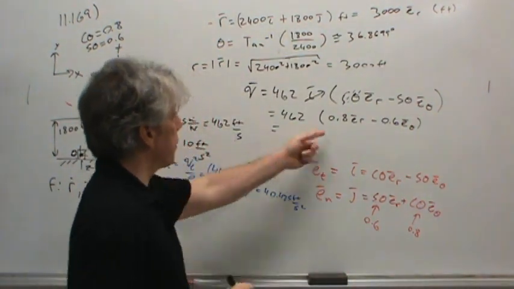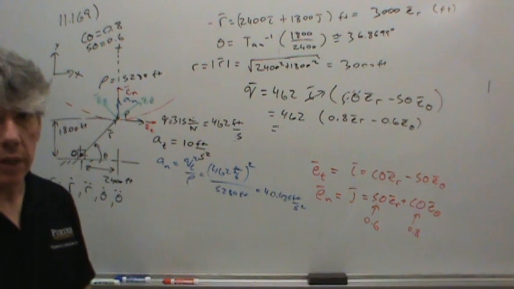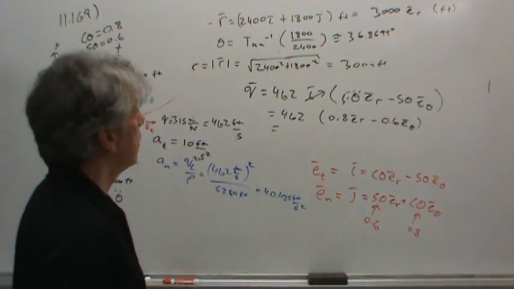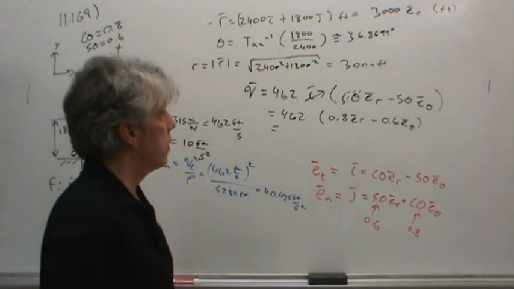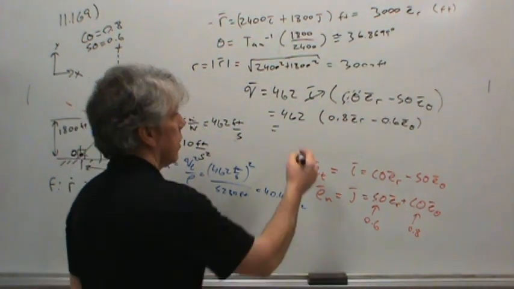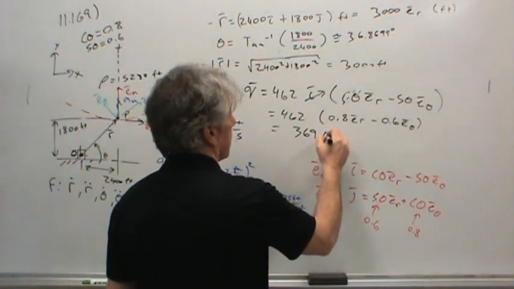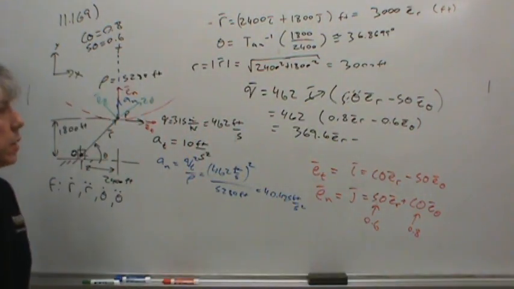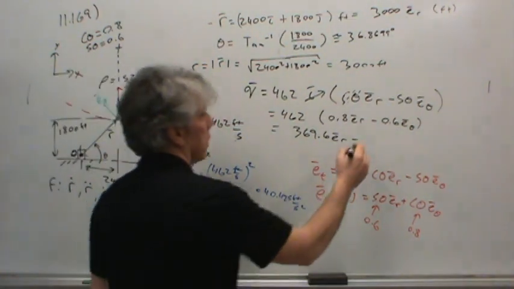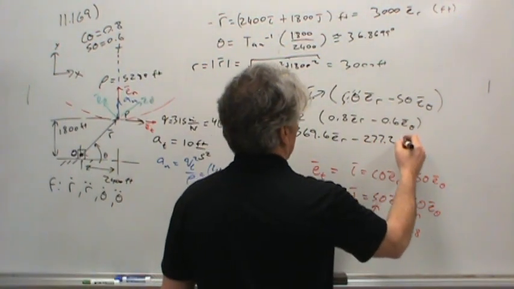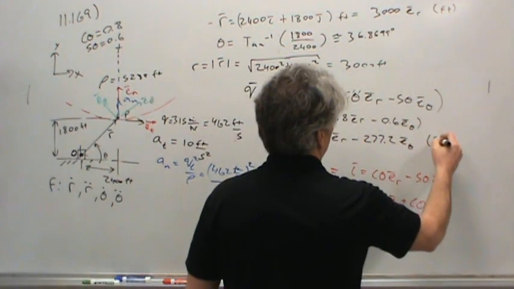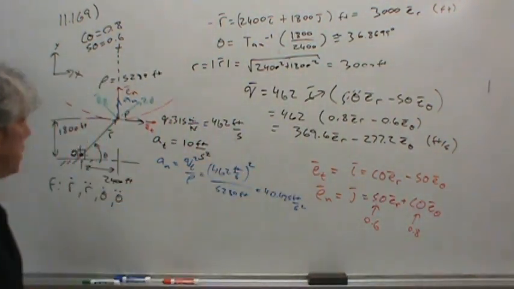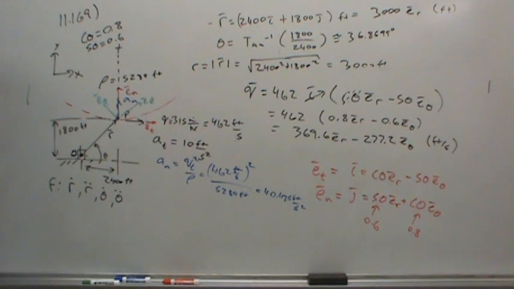So I need 80% of 462, if you guys wouldn't mind doing that, because I'll probably make a mistake if I do that in my head. I'll try it anyway. 369.6. Thank you. 369.6 ER. How about 60% of 462? 277.2. Thank you. And these are both feet per second. So there's the velocity vector expressed in terms of ER and E theta, right?